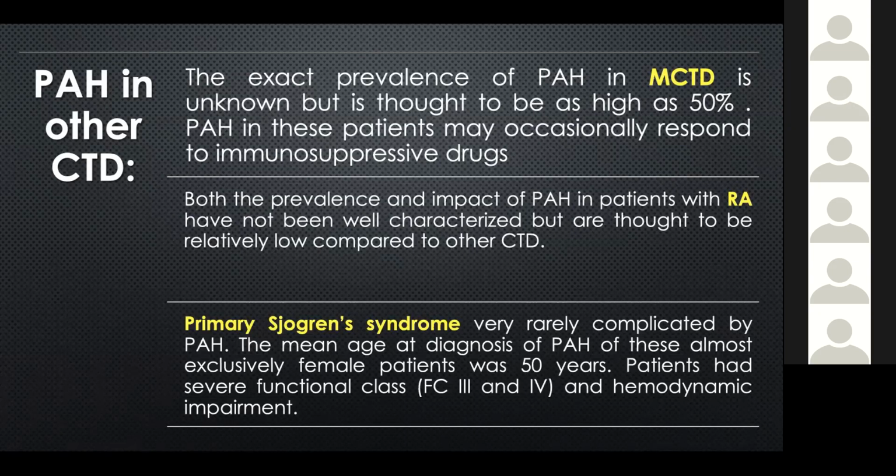As regards rheumatoid arthritis, there is no published data about the actual prevalence and extent of this lesion among patients with rheumatoid arthritis. And primary Sjogren syndrome is not a common condition to have pulmonary hypertension among these patients, but if it happens, it usually occurs exclusively in females with very low functional ability, usually class 3 or 4 among patients with primary Sjogren syndrome.